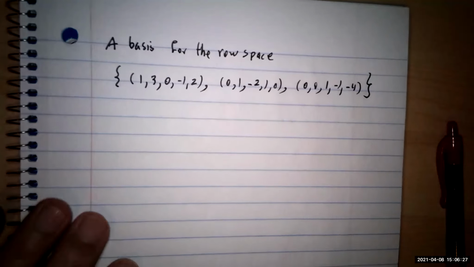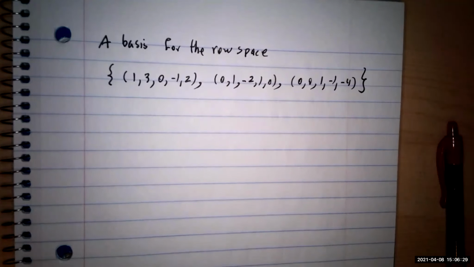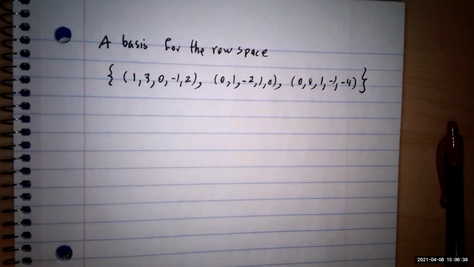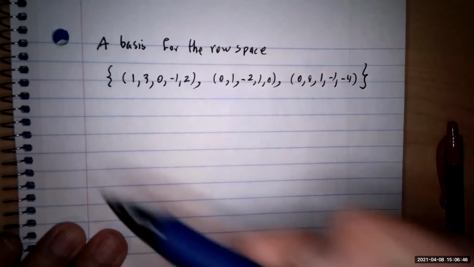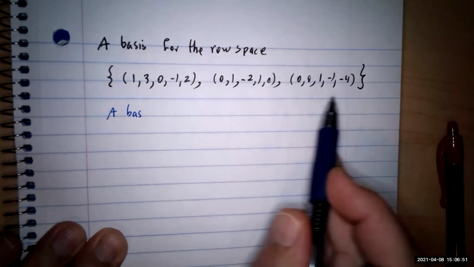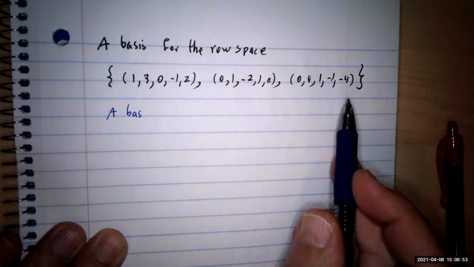It's a basis. As you know, the row space is going to be a subspace of R5, because you have 5 columns: 1, 2, 3, 4, 5. So the row space is in R5, and this is going to be a basis. Now a basis for the column space.